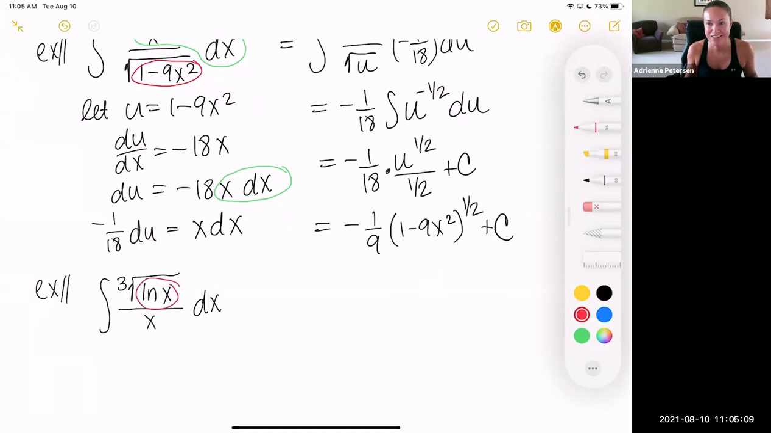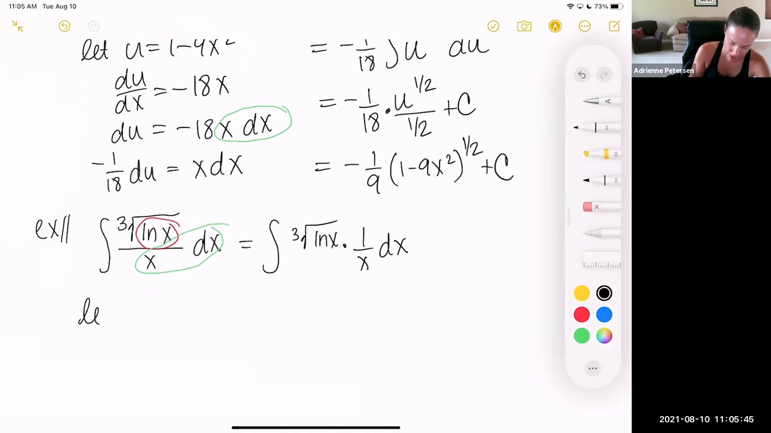Now, the idea is we want to be able to find the derivative of u in our function as well. So think about this, the derivative of ln of x. Someone tell me in the chat box, what's the derivative of ln of x? 1 over x, okay? So we do see that. Here's our 1 over x dx. If it helps you visualize this, we could write this as cube root of ln of x times 1 over x dx.